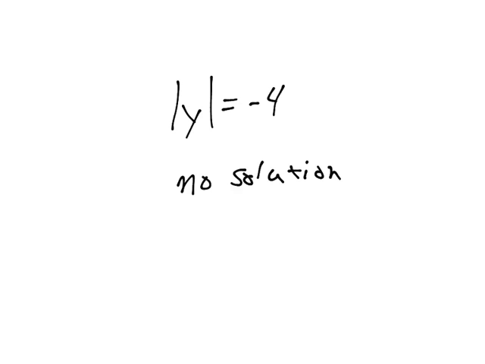What we just went over is that an absolute value cannot equal a negative. So if I had the absolute value of y equals negative 4, there is no solution. Same for if I had the absolute value of x minus 7 equals negative 7. Well, it can't equal a negative, therefore no solution.